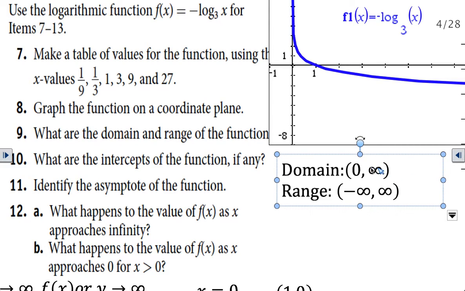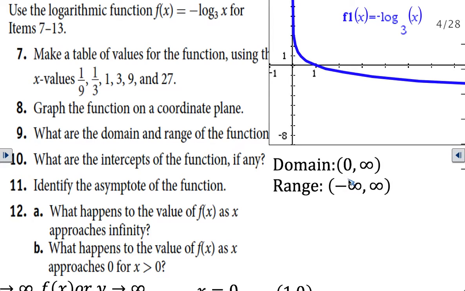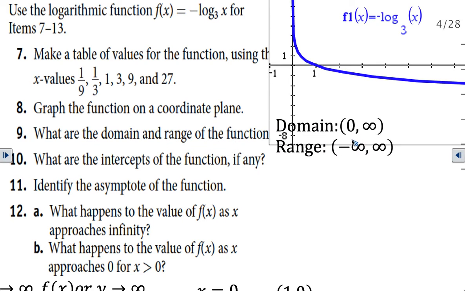So it'll be from 0 to positive infinity, and then the range goes all the way up to positive infinity, and then all the way down to negative infinity. But we always put the smaller number first, and then the bigger number. So because negative infinity is smaller than positive infinity, it's negative infinity to positive infinity. And again, we're using parentheses because we can never actually get to infinity. So that's for the domain and range right there.